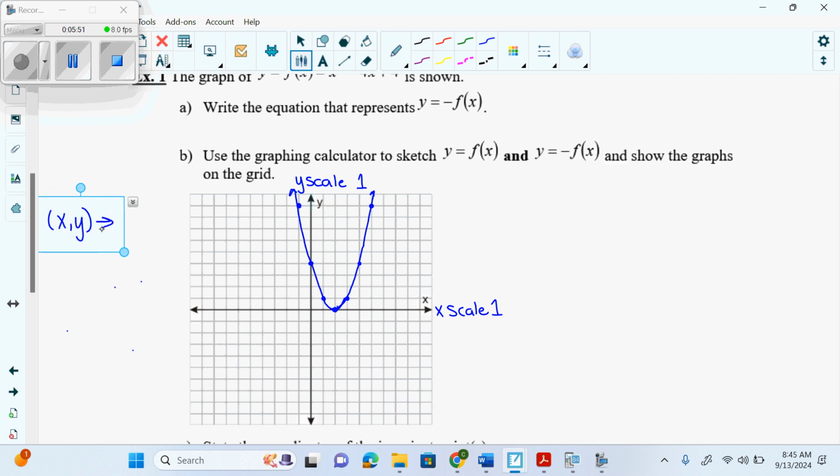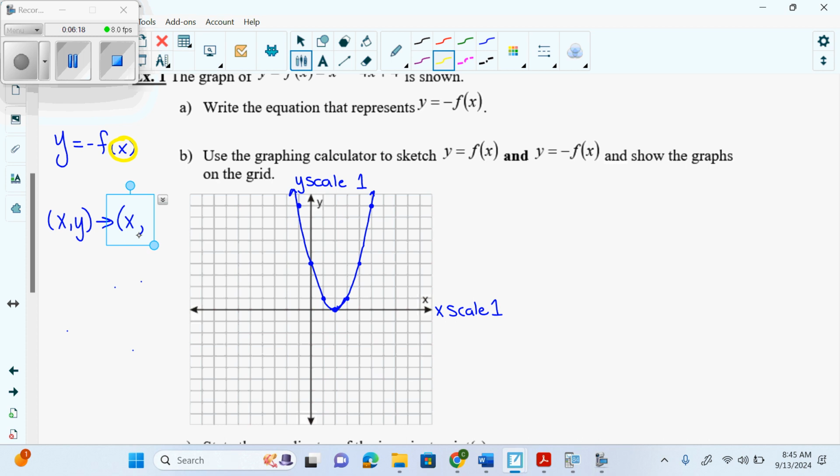Now remember, I told you the only thing that affects the x is if there's something with the x. So I go look in the equation. Here's my equation. I'm going to write it right here. Y equals negative f of x. Right? What's with my x? Nothing. So for my mapping, that's going to remain an x. Nothing happened to it. We agree?